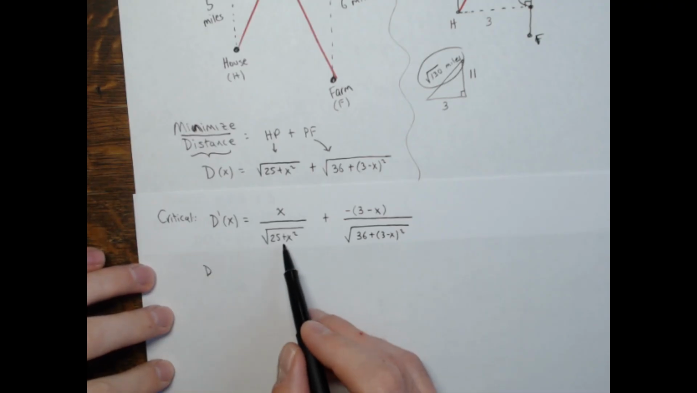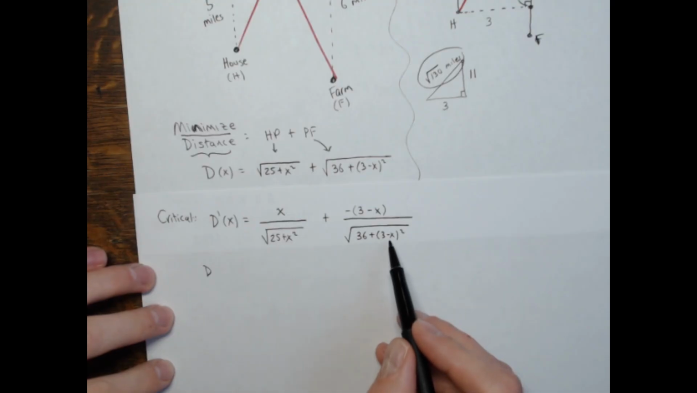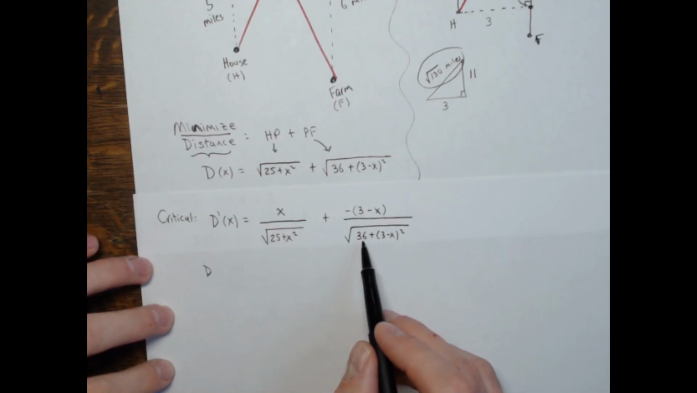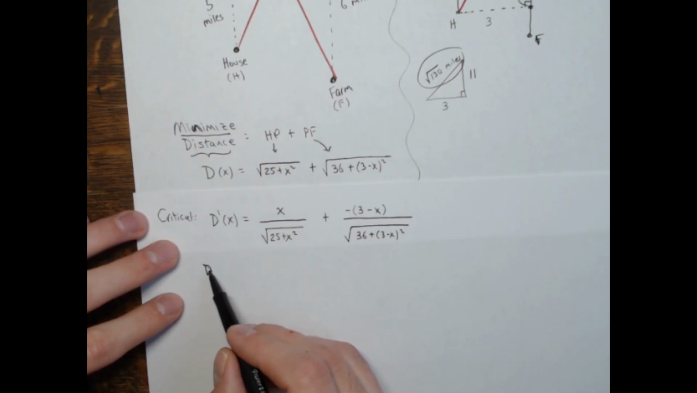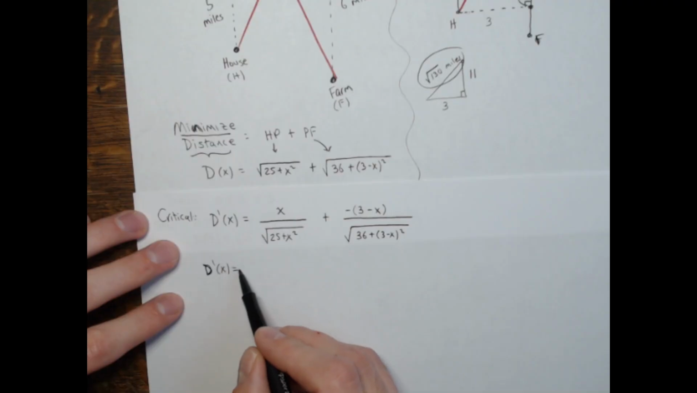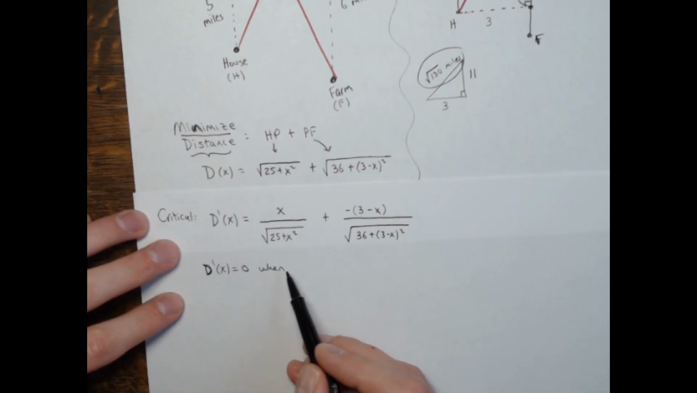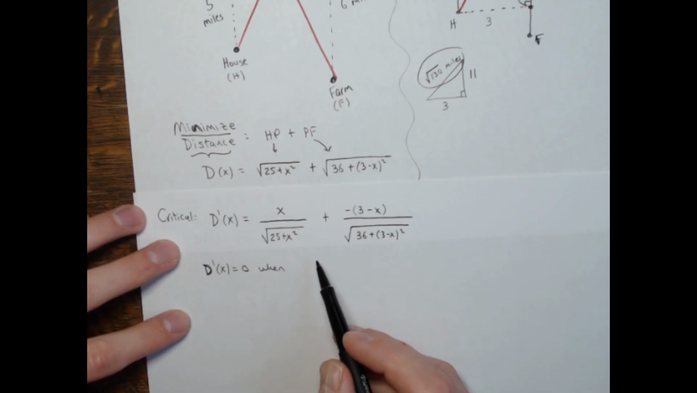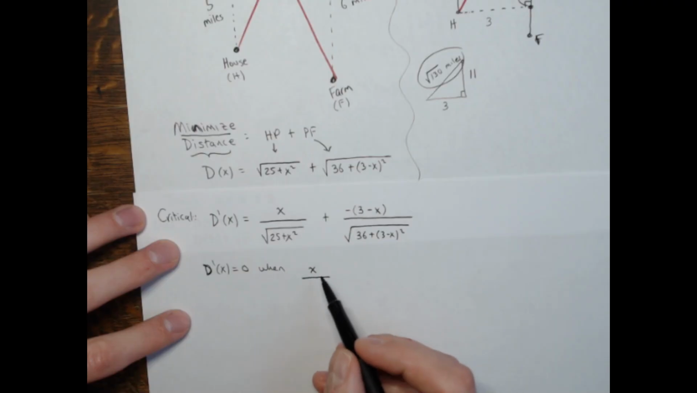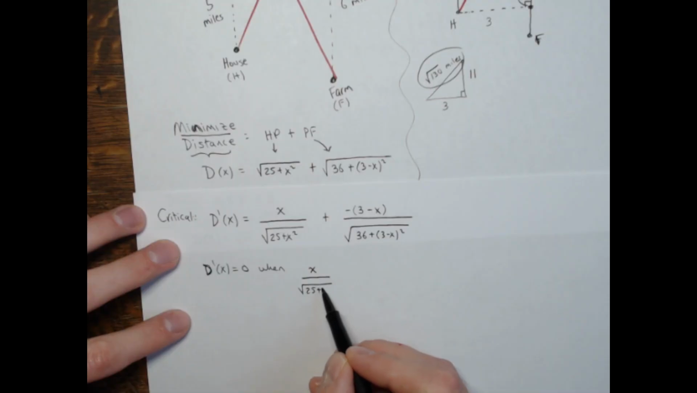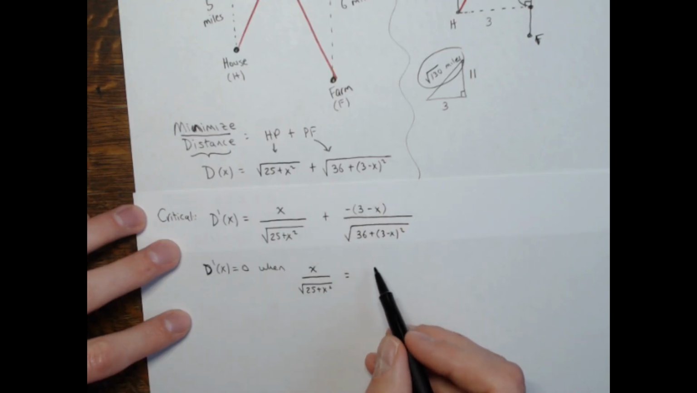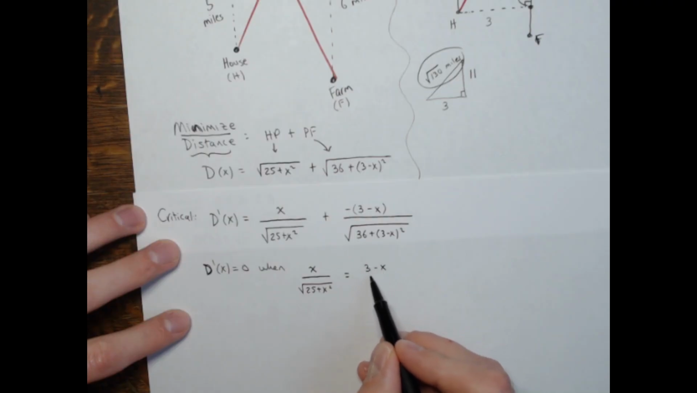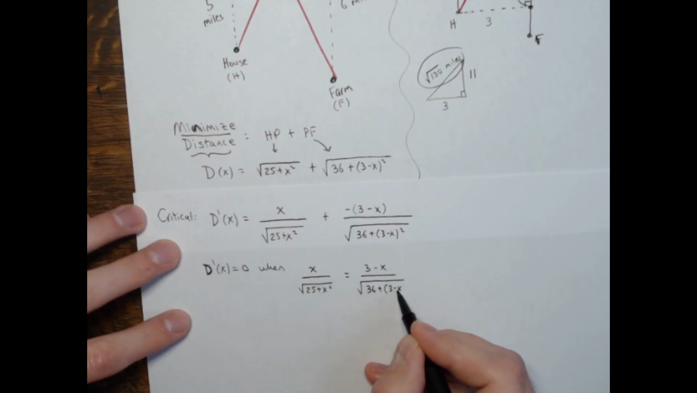And then, this is never negative, so this is not undefined anywhere. Same thing here. This is sums of positive stuff. So you're not going to have anything that makes this undefined, any value of x that's real. So where is this equal to 0? Well, this will be equal to 0 when x over the square root of 25 plus x squared is equal, again, we'll just add this to the other side, so that's why I left it with the minus here, is equal to 3 minus x over the square root of 36 plus 3 minus x squared.